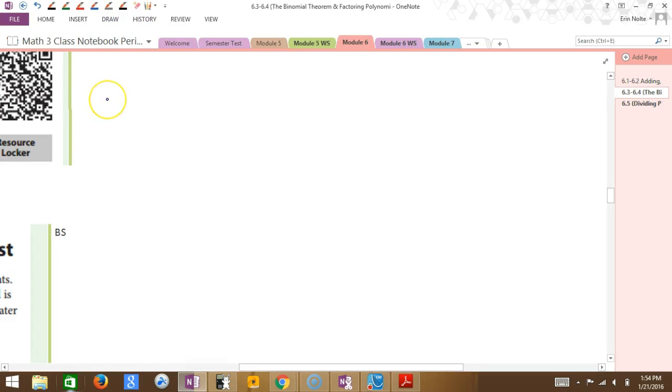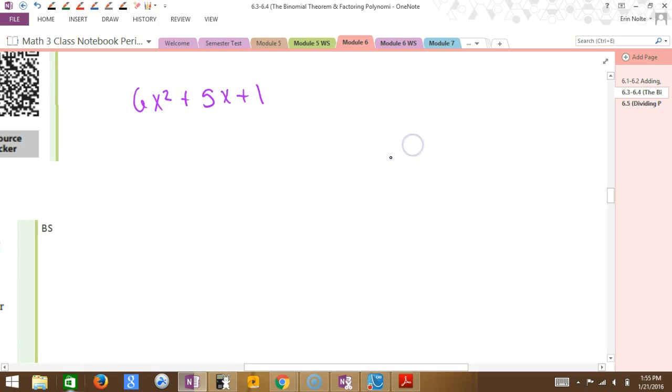So we're going to factor a quadratic function. Say we had 6x squared plus 5x plus 1. How would you factor that using the box method? Yeah, so you would make your box like this, and we would put 6x squared here, 1 in the bottom one.